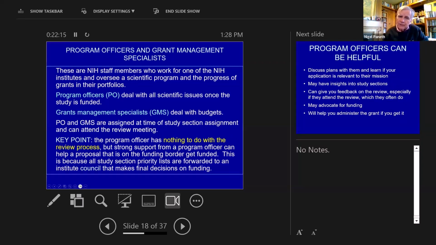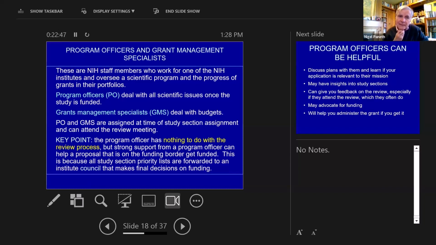Strong support from a program can help a proposal on the board, but it has nothing to do with the score. And I think this is a lesson that sometimes young investigators haven't quite internalized. You call a program officer and say, oh, that sounds like a wonderful topic. Go ahead, write a great proposal. We love it. And then they get turned down and the investigator scratches his head. But I'm sorry, the program officer's job is to get as many applications in his or her area as possible. And they don't make the decision.